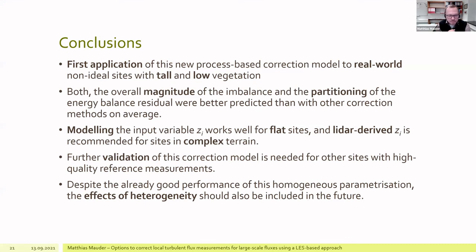And what we also want to do in the course of this GSET project is include the effects of heterogeneity, because we know they play a role. Although the homogeneous method already works quite okay, we nevertheless hope that the performance of this method will improve even more when we add heterogeneity into the equation.